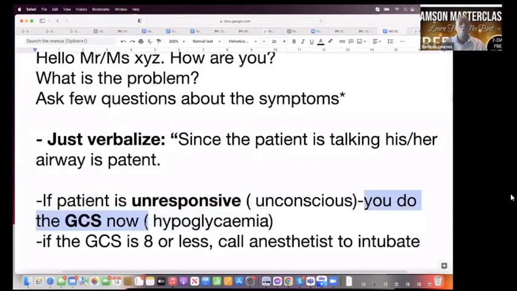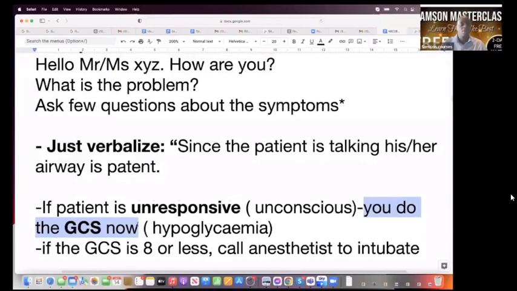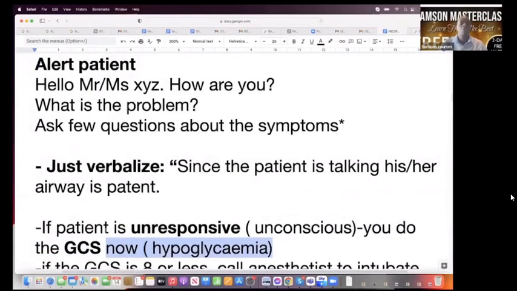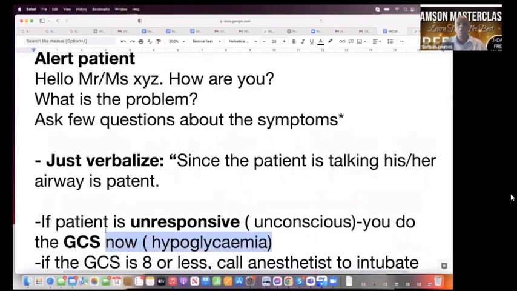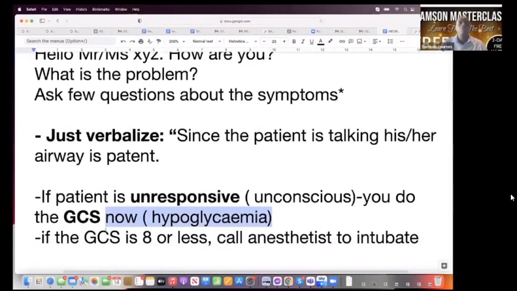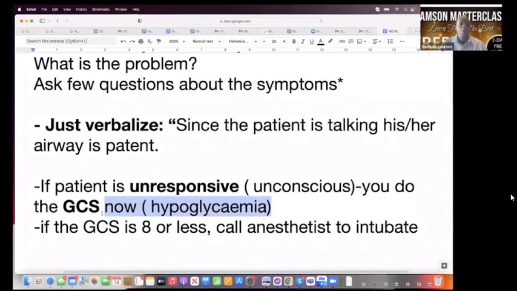So the common scenarios, like a patient who has hypoglycemia, is going to be unconscious, and he's not going to respond when you say, hello, Mr. Brown, how are you doing? There's no response because the patient is unconscious. Then you have to assess the GCS. So we're going to say, since the patient is unresponsive, I will assess the GCS of the patient. In this particular case, you would assess the Glasgow Coma Scale of the patient.